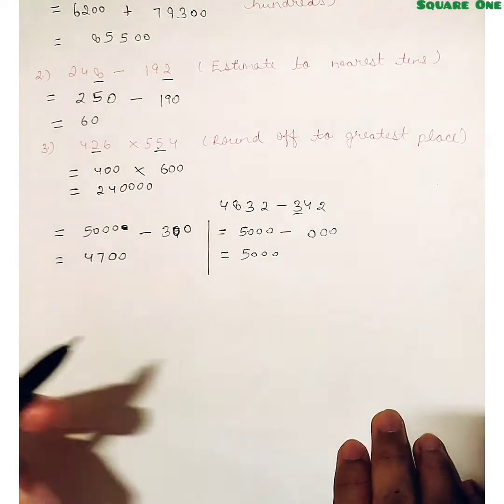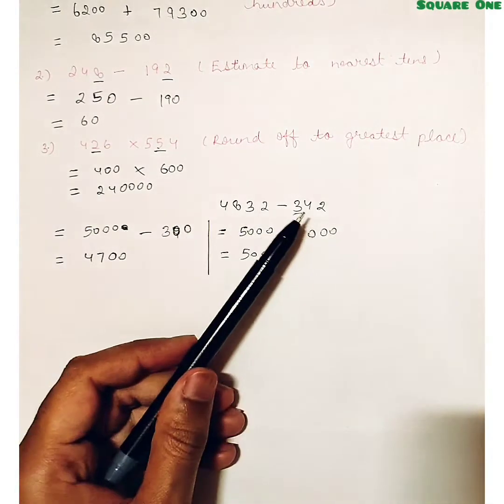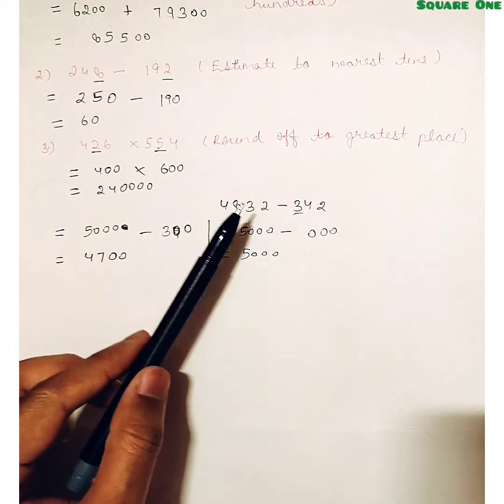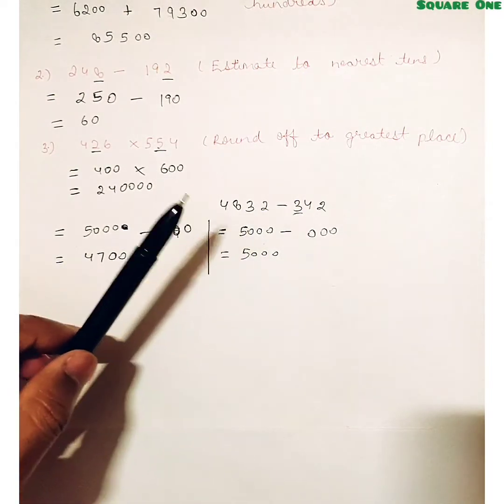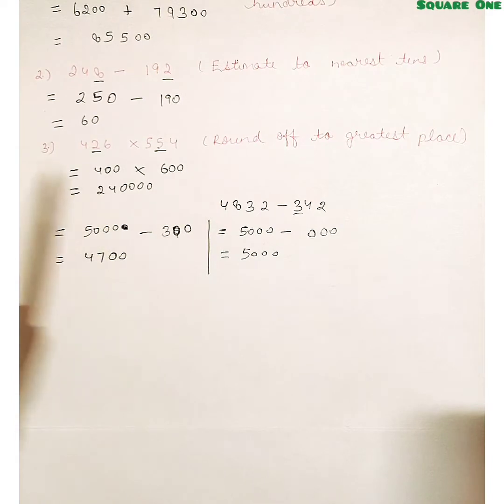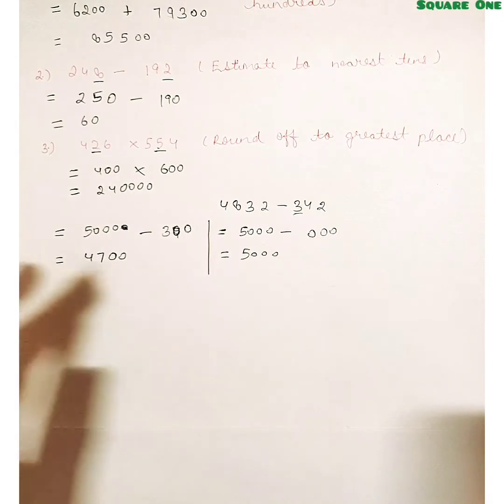Now the contradiction is, how can you subtract a number from 4832 and you get the answer 5000? You are subtracting here, and how can the solution be greater than this number? This is where the contradiction comes. You have to understand it on your own: to which place do you want to round off these digits?